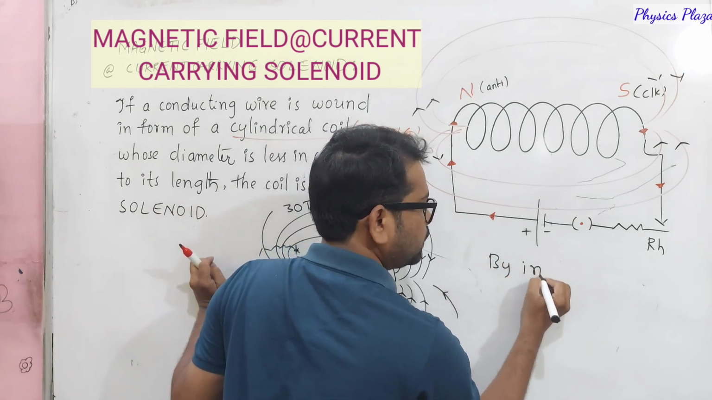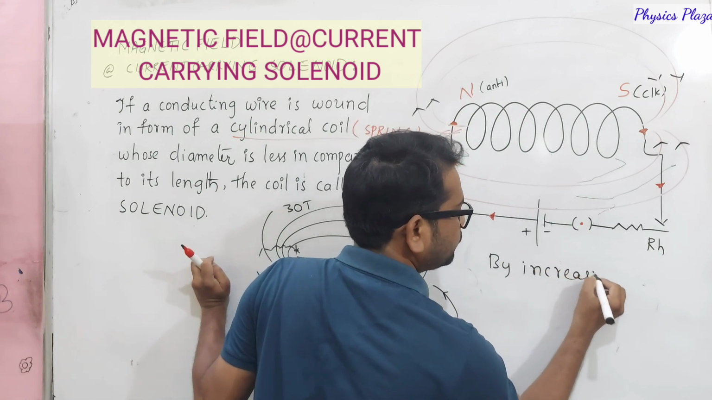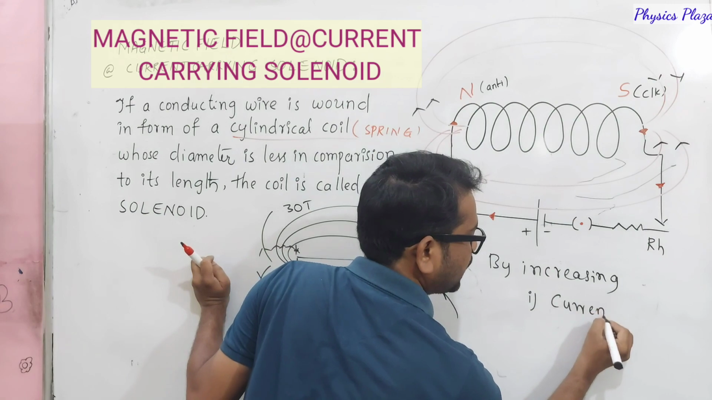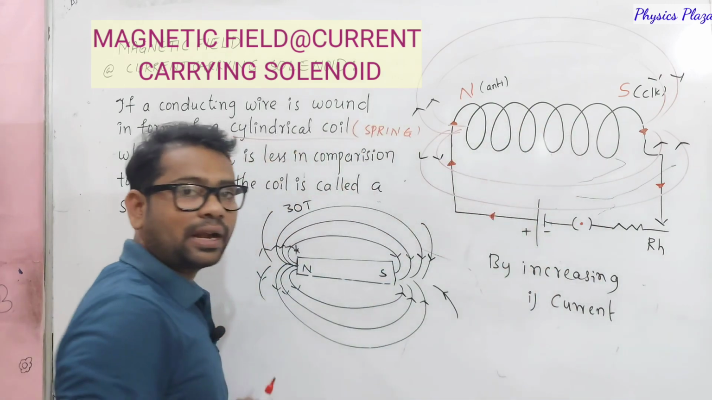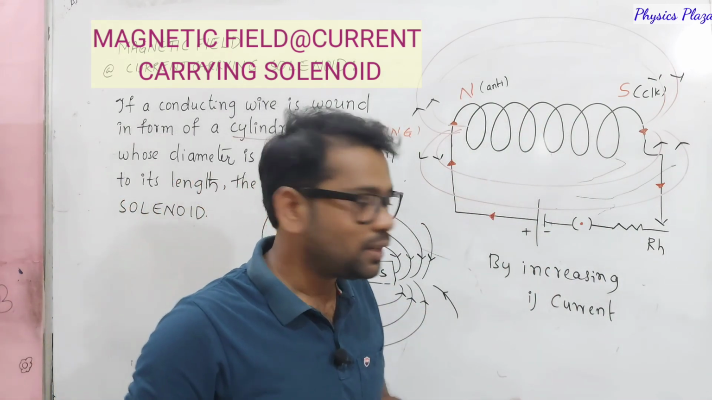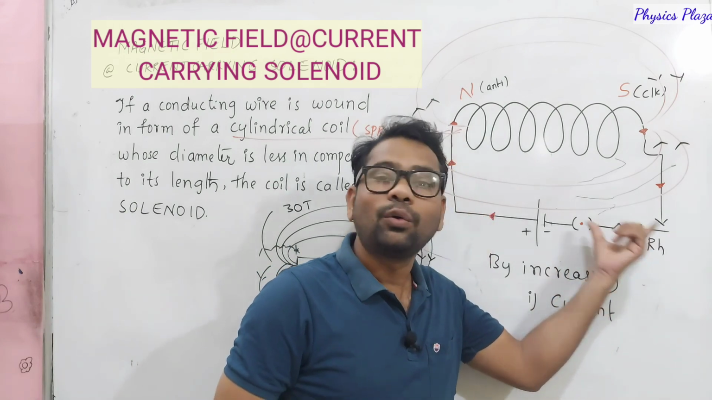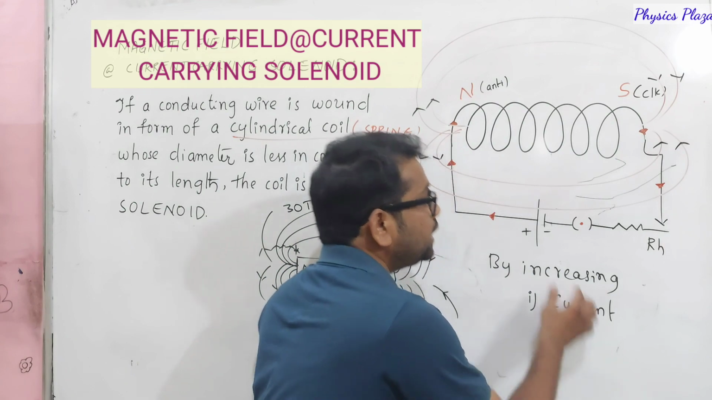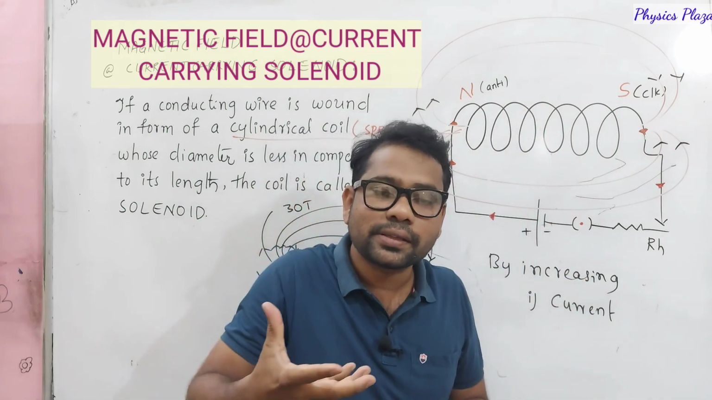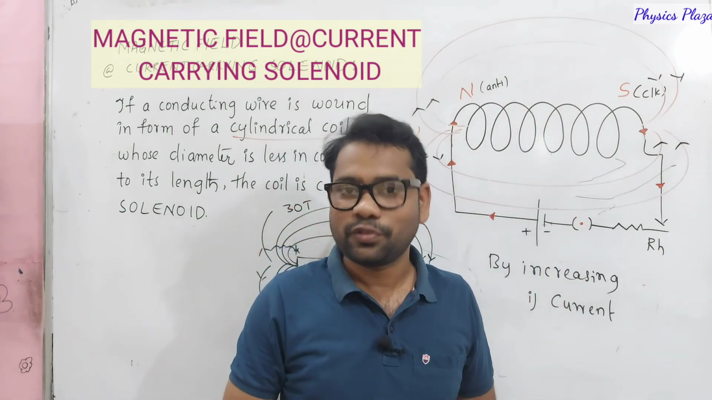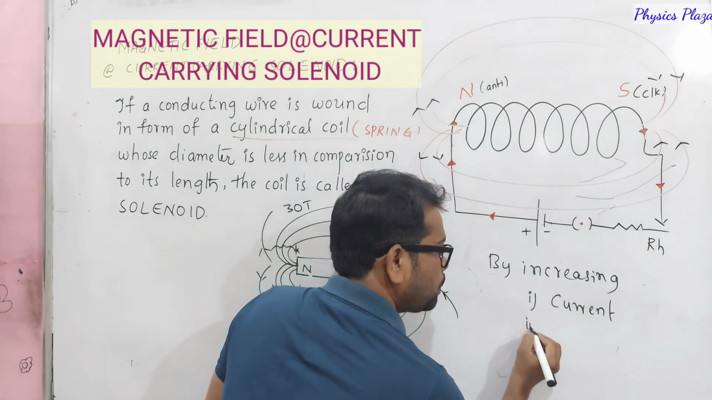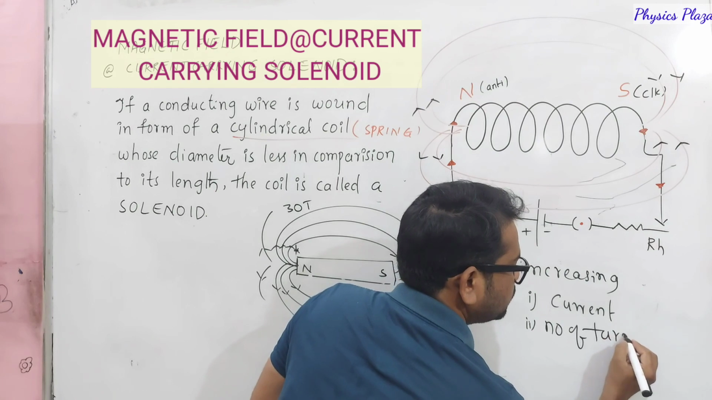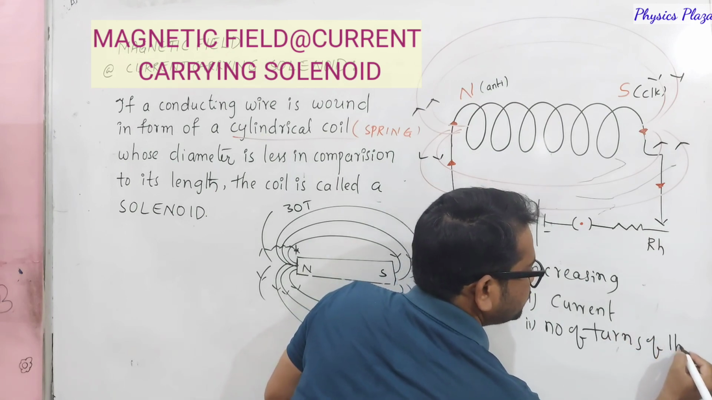The first one is by increasing the current in the coil. But how can we increase the current? Children, here we have a rheostat. With the help of the rheostat, we can control the current, right? So by increasing the current in the solenoid, we can increase the magnetic field strength. That's the first one. Second one, children, by increasing the number of turns of the coil.